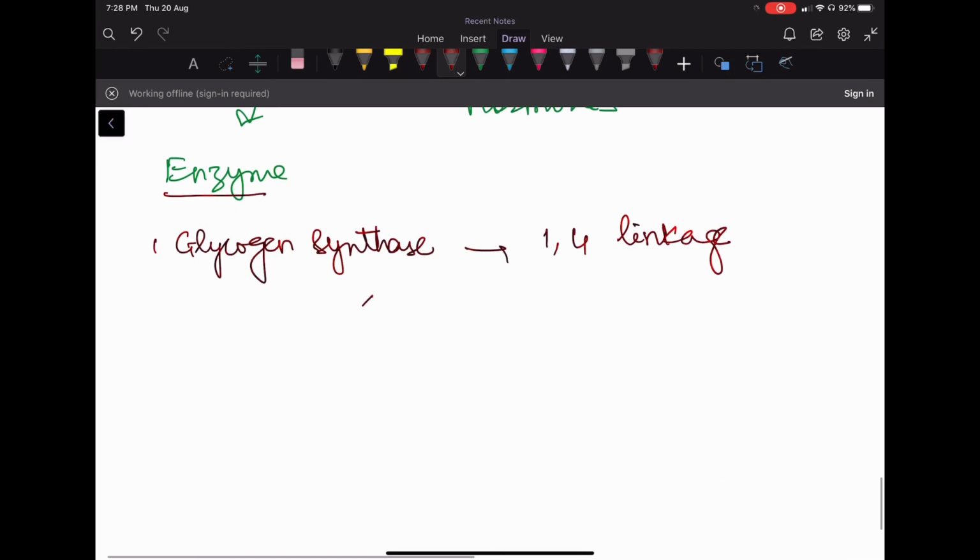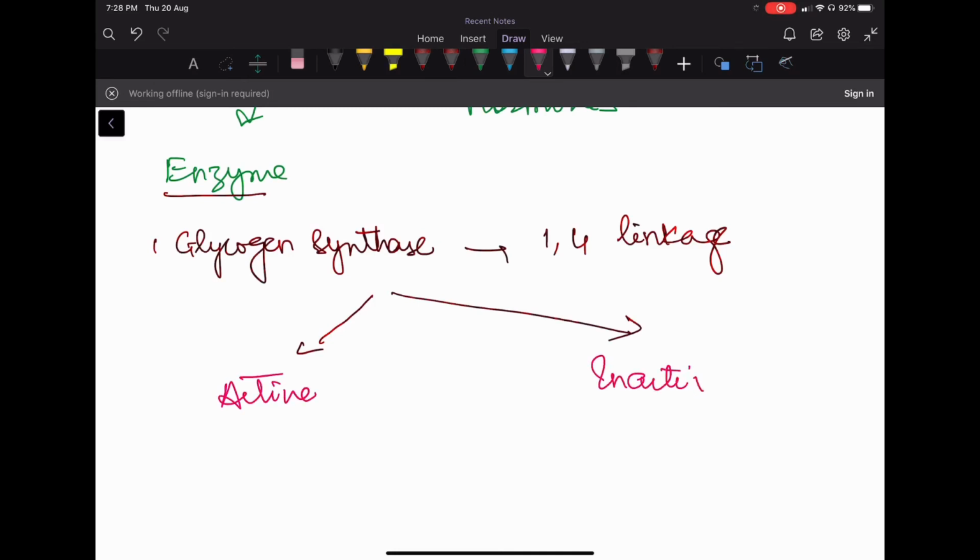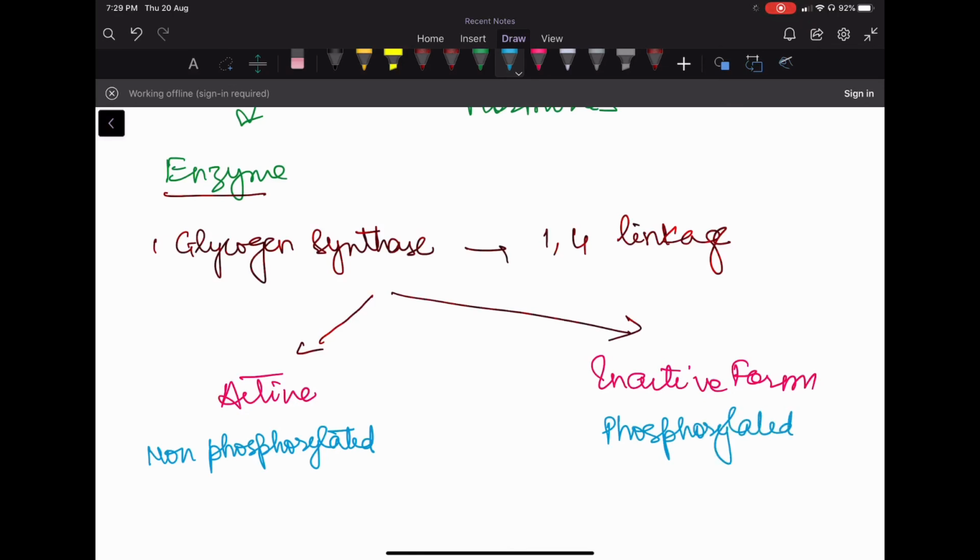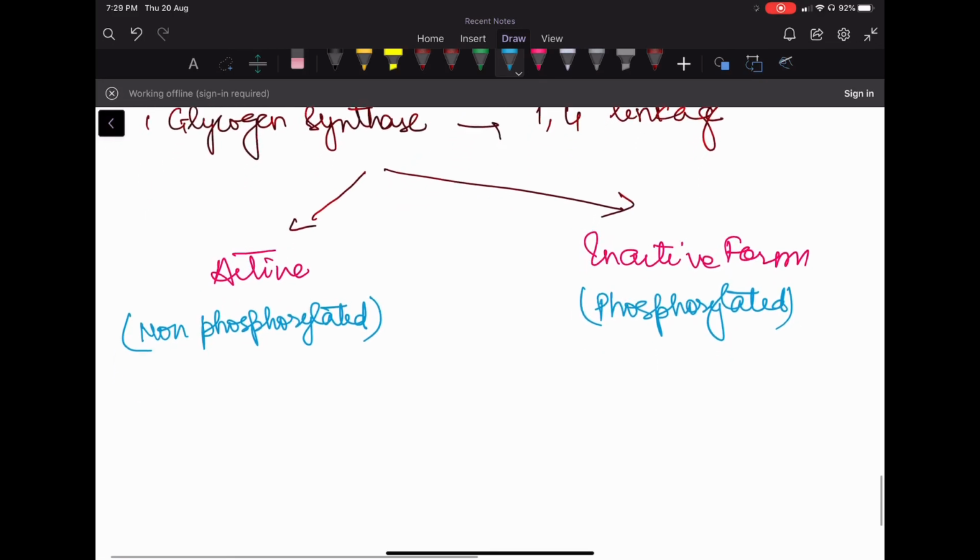This synthase occurs in two forms: one is called the active form and the other is called the inactive form. The active form is non-phosphorylated and the inactive form is phosphorylated. Phosphorylated means containing phosphorus, and non-phosphorylated means not containing any phosphorus.